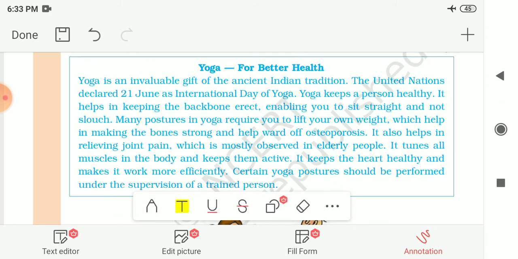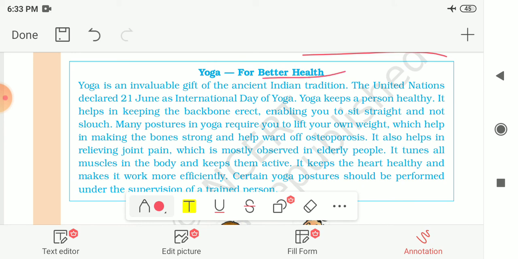Here are some facts about yoga for better health. So, yoga for better health. Let me see about yoga. Yoga is an invaluable gift of the ancient Indian tradition, and the United Nations declared 21st June as the International Day of Yoga. Yoga keeps a person healthy. This is the importance of yoga.